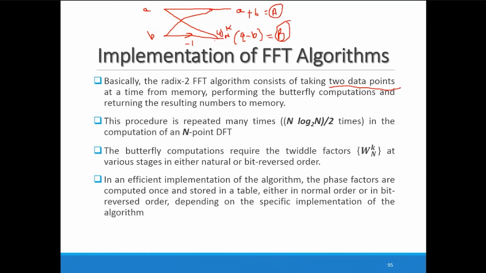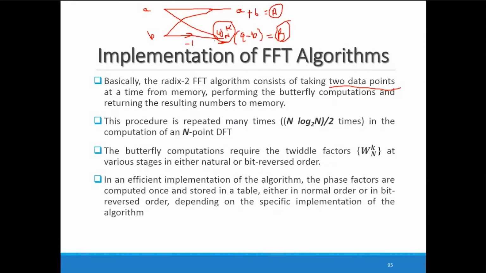This procedure is repeated many times. Many times means n log 2n divided by 2 times in the computation of the n-point DFT. If I have to perform the n-point DFT, I have to repeat this calculation exactly n log 2n divided by 2 times. The butterfly computation requires the twiddle factors omega n raised to k at various stages, in either natural or bit reverse order. So another requirement is that we have to calculate this twiddle factor for every value of n and k.